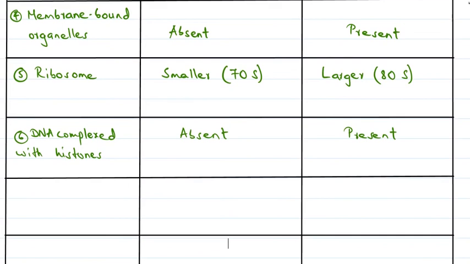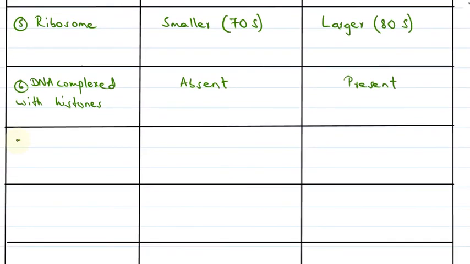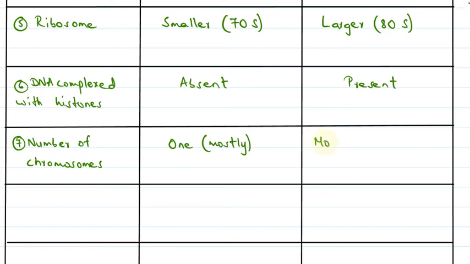Then the next parameter or character we would consider is number of chromosomes. Let's see how many chromosomes are present in these cells. So prokaryotic cells usually have one chromosome only. So mostly they have one chromosome, whereas eukaryotic cells have more than one chromosome.